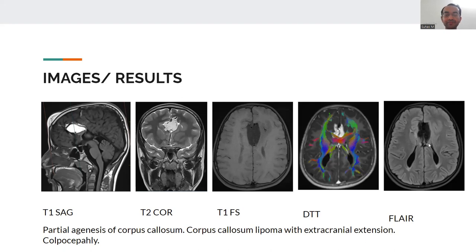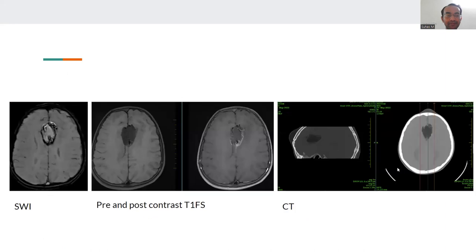To summarize, our case has partial agenesis of the corpus callosum and a corpus callosal lipoma, which is showing extracranial extension. We can also see colpocephaly in this case. The same patient showed signal dropout on SW images, and the pre and the post contrast T1FS images show peripheral contrast enhancement.